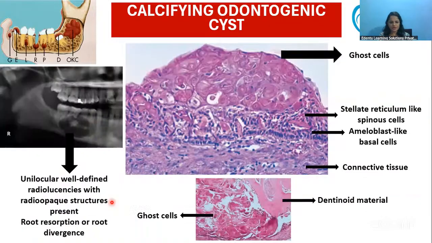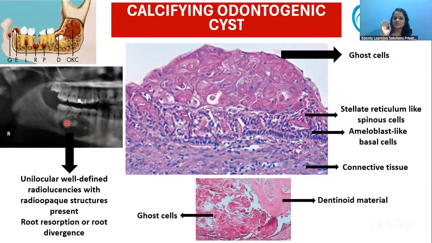Now coming to the radiographic features, it also shows a unilocular well-defined radiolucency, but it shows radio opaque structures like this. Okay, radio opaque structures like this will be seen inside the radiolucency. Okay, so radiolucent area with radio opaque structures like this will be seen. Root resorption, very common. Root divergence also very commonly seen.